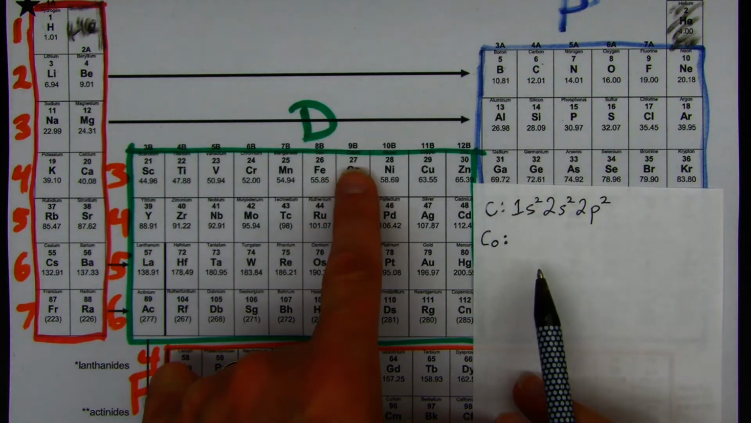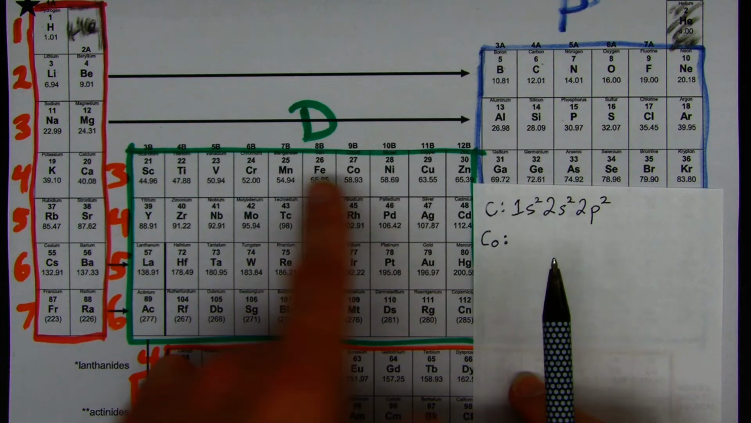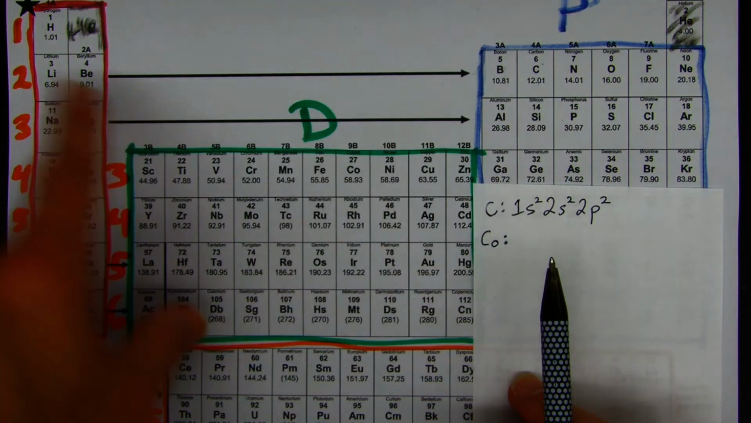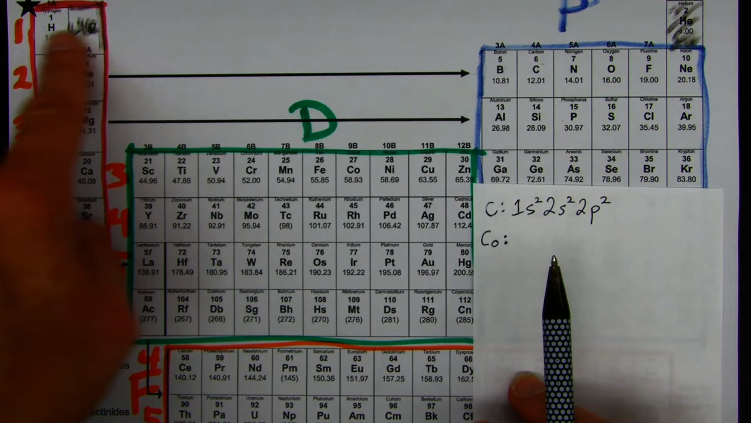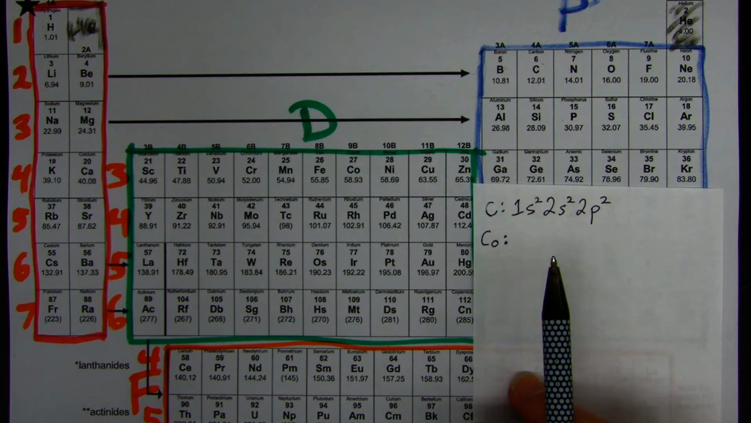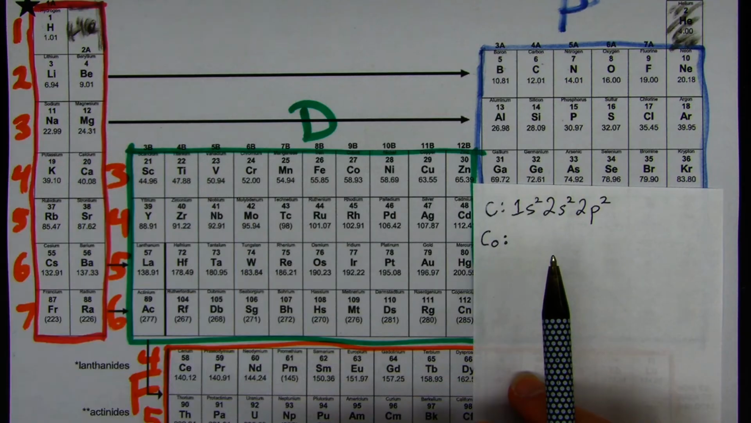So now I have 27 electrons, right? So number 27 means I have 27 protons. I'm going to assume that the atom is neutral, so that means I have 27 electrons. So I'm going to go from 1 all the way to 27. And as I'm going through the periodic table, I'm writing down the period or row that I'm in, the block that I'm in, and the number of elements I have to go through.